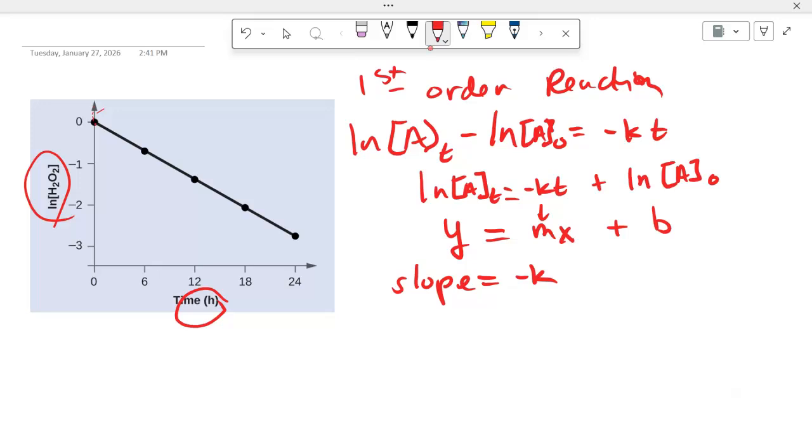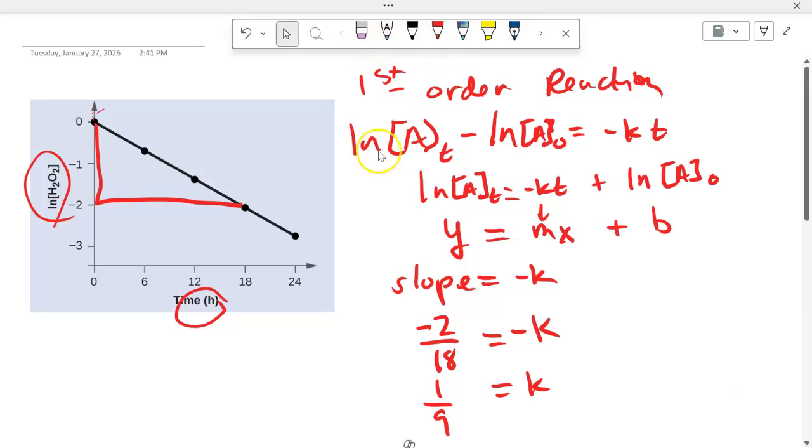So then we just wonder, what is our slope? We can just quickly map that out. Here we have our rise is -2, our run is 18, so -2 over 18 is equal to negative k. So then k would be equal to 1 over 9.